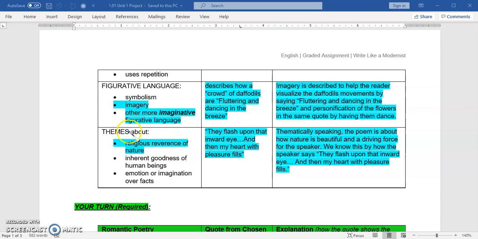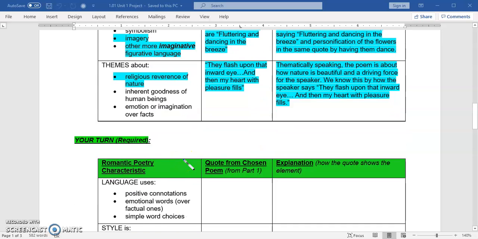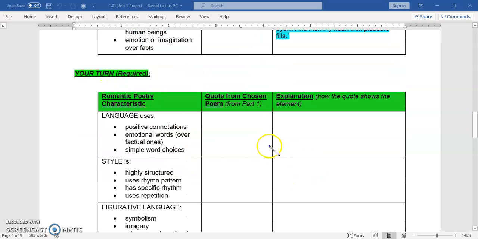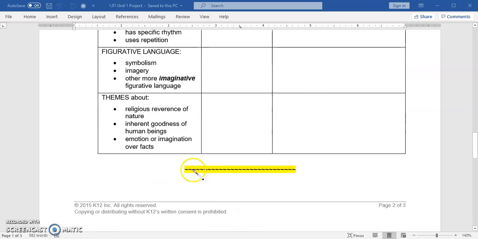And remember, themes are usually things like lessons, or you can just tell it brings it up multiple times, that kind of thing. That's one of the hardest ones to find sometimes. All right, so then you put it into your chart and you'll be good to go with that.